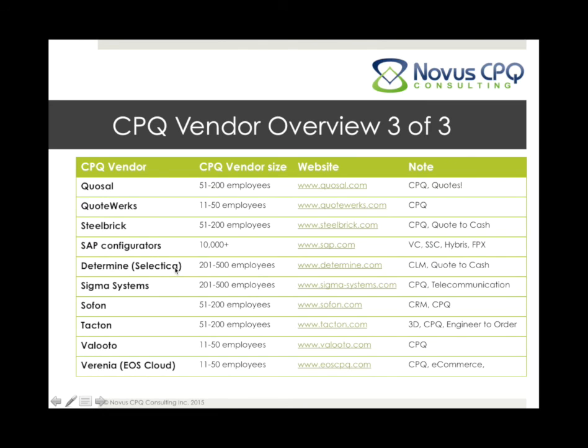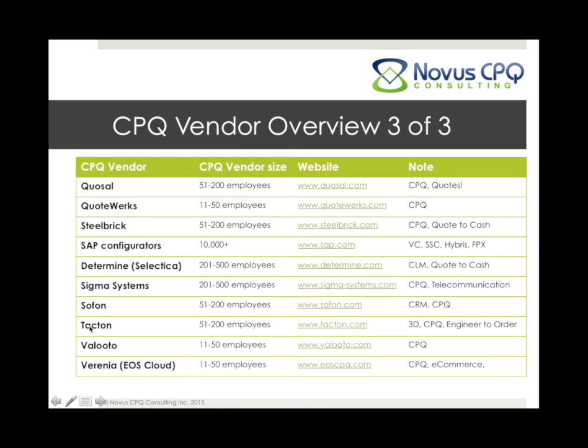Determine, that's the former Selectica. They also have a CLM and a quote to cash solution. If you're also interested in the CLM and see how that works with the potential quote to cash solution, you may want to check them out. Sigma Systems has a configurator for the telecommunication industry. So if telecommunication is something for you, check this out. Similar to what I mentioned before with CloudSense, you have Sophon over here, which also has a CRM and a CPQ solution.